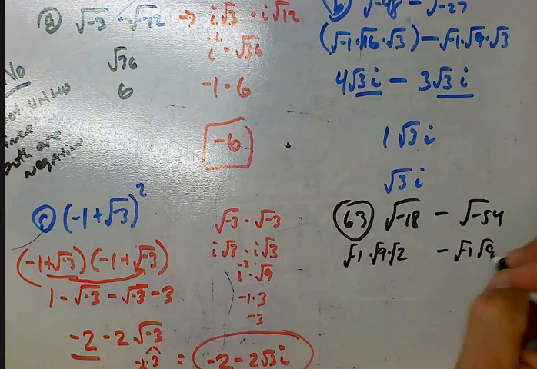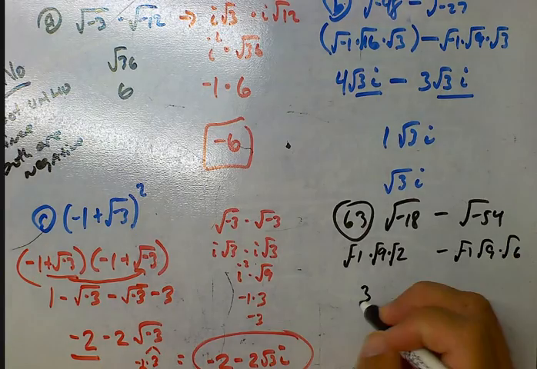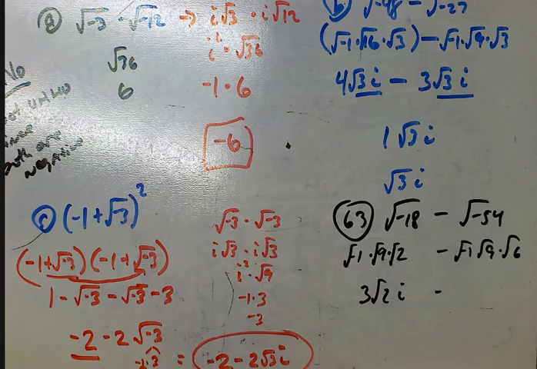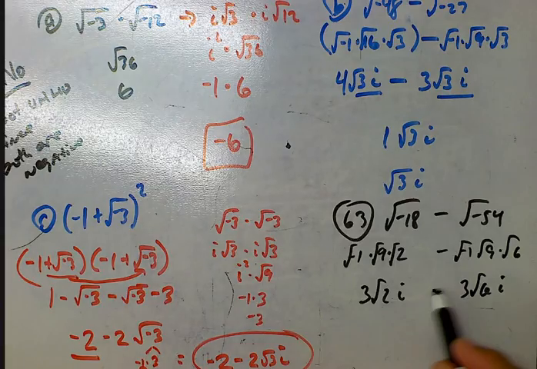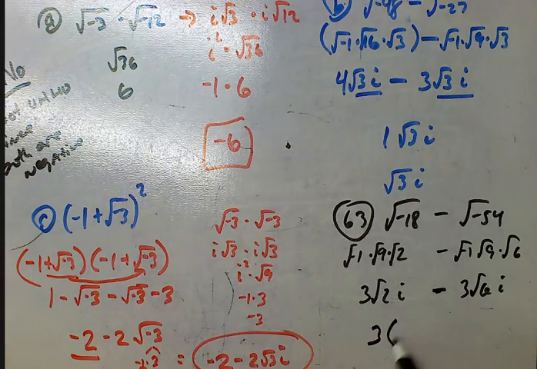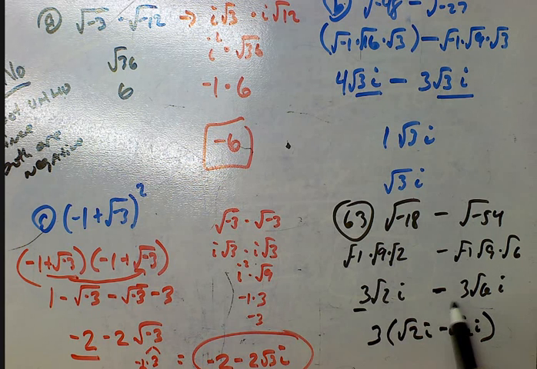So 3 square root 2 I minus 3 square root of 6 I. I noticed that this is square root 2, this is square root 6, so they can't be combined. So this answer would be okay. If you check in the back of the book, they have 3 times square root 2 I minus square root 6 I, like that. And that just comes because both these have a 3, so it's like a common factor. So the answer, either one of these two, is acceptable.